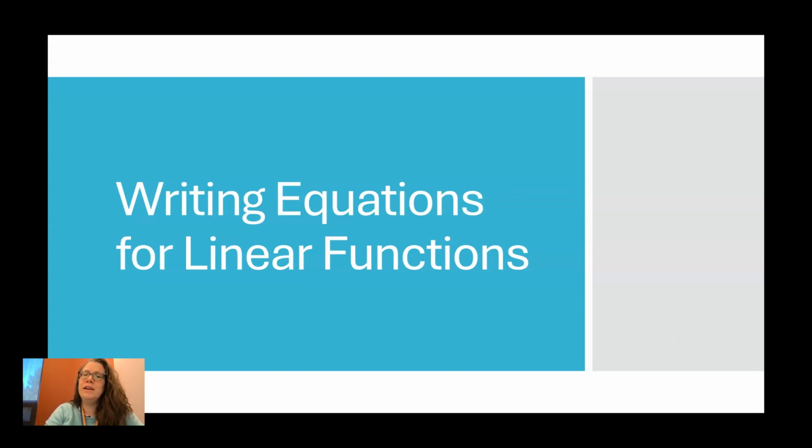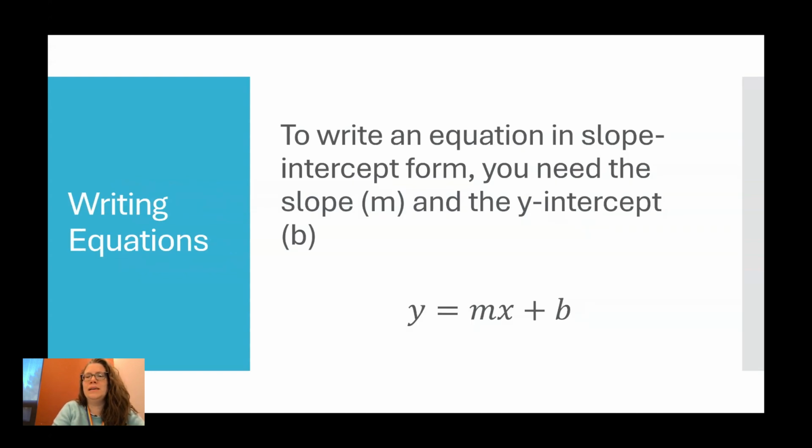So, given some pieces of information about a linear function, how can we write an equation to describe it? We're going to look at that today. The easiest way is when you have a slope and a y-intercept, because then we're just going to use slope-intercept form, y equals mx plus b. If we don't have the slope or the y-intercept, things get a little bit more complicated.